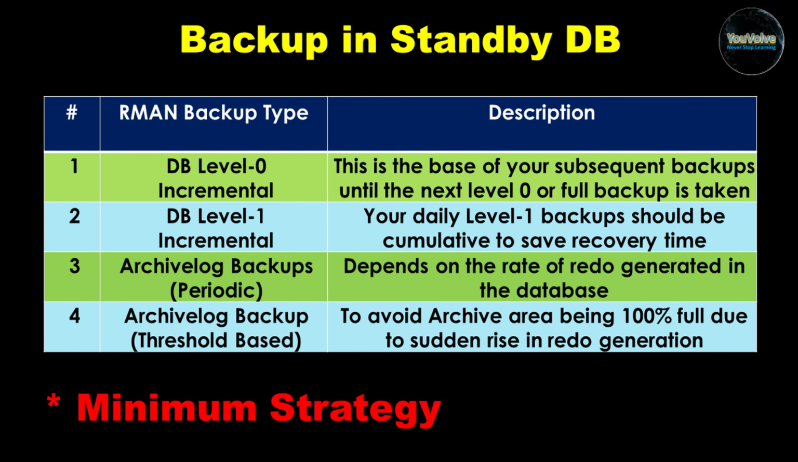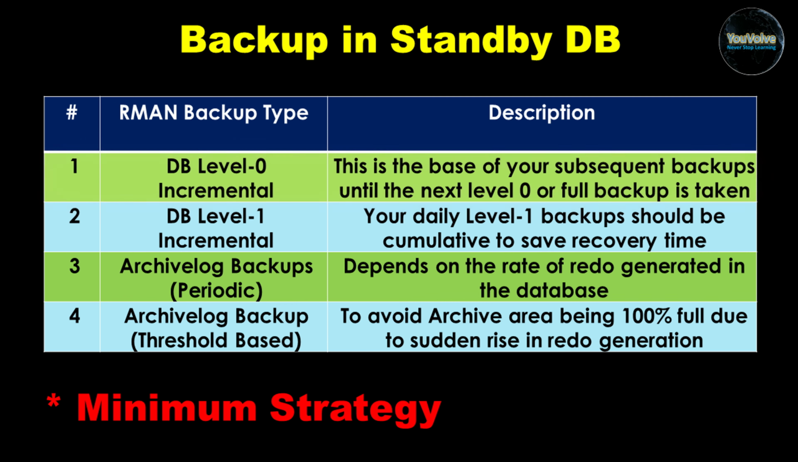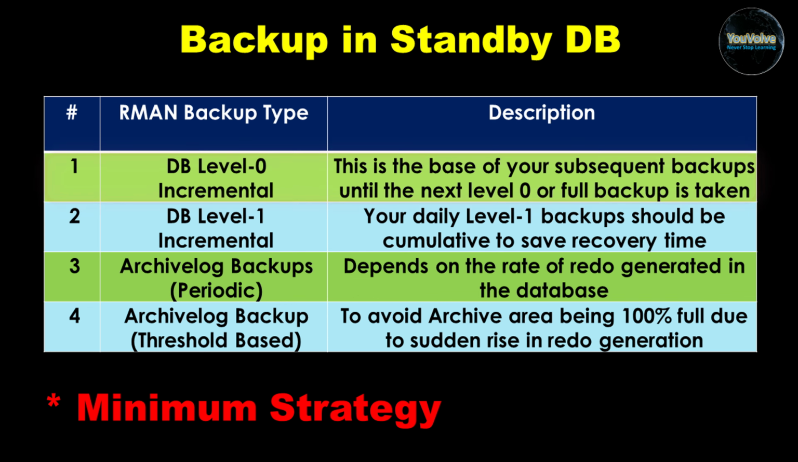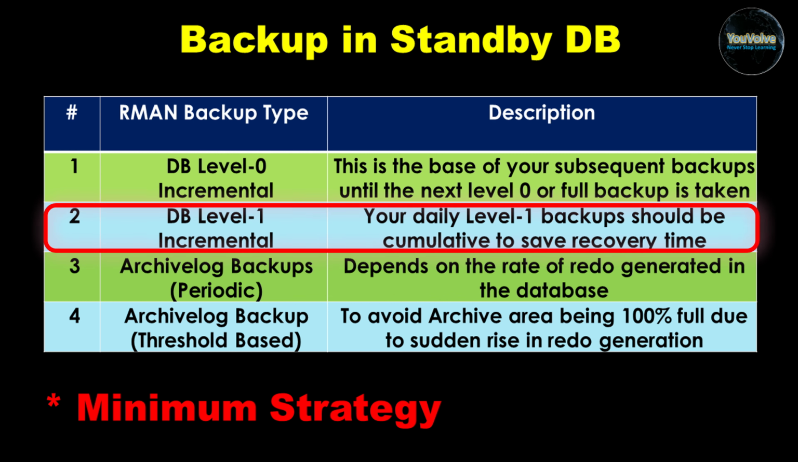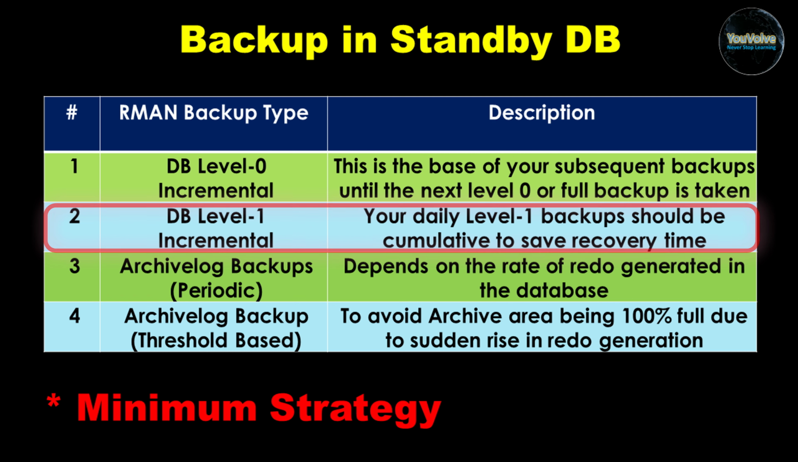Ideally, below should be the minimum Oracle database backup strategy using RMAN for a production database. Number 1, a level 0 incremental database backup every weekend. This is the base of your subsequent backups until the next level 0 or full backup is taken. Number 2, a level 1 cumulative incremental database backup every weekday. Your daily level 1 backups should be cumulative to save recovery time for production. For non-production, you may opt for differential level 1 backups.